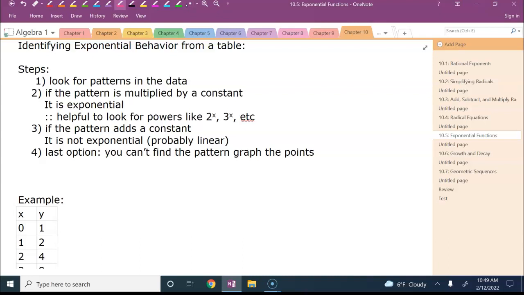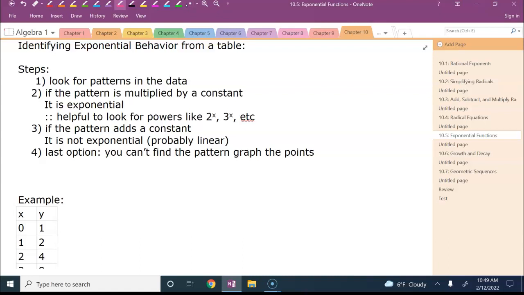If the pattern is multiplied by a constant, that tells you that it's exponential. So it's helpful for you to be looking for powers like 2 to the x power, 3 to the x power, 4 to the x power, so on, so that you can kind of try to narrow down what your base is that's describing what's going on in your table. Okay, if the pattern adds a constant, then it's not going to be exponential, it's going to be linear instead, probably most of the time. So you want to make sure that it looks like it's following that pattern where you're just taking a number times itself and you're just changing the amount of times that you're doing that.